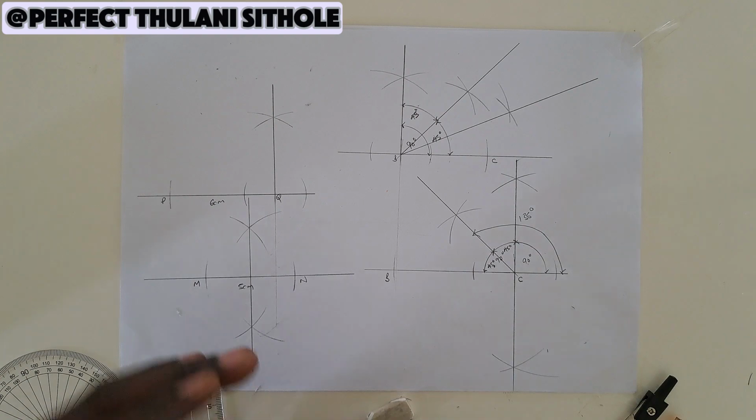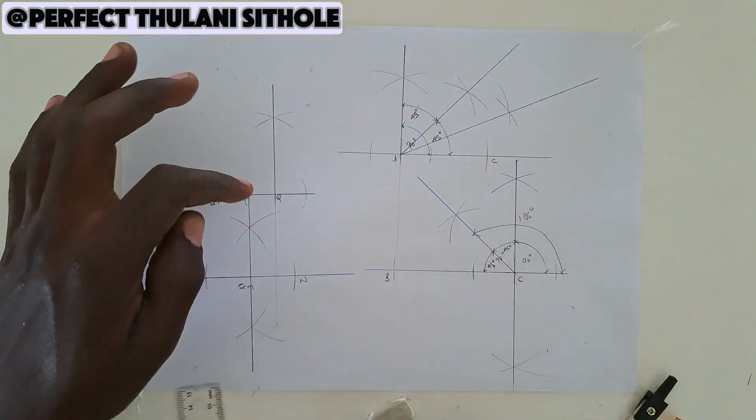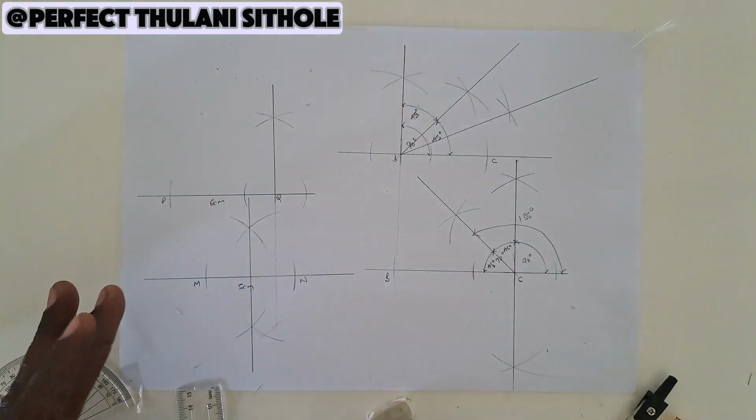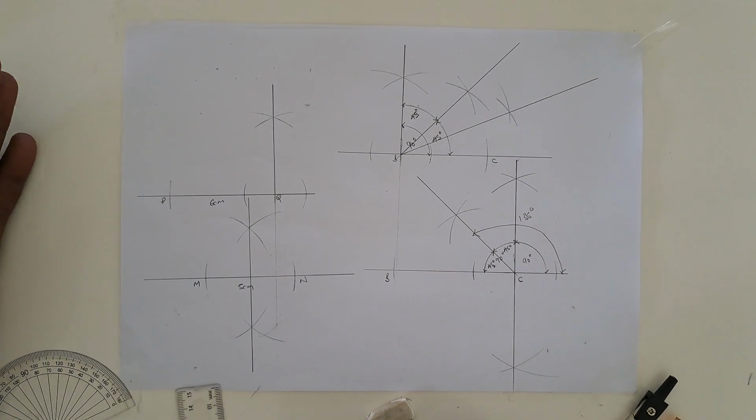So this is the difference between the perpendicular bisector at a given point and a perpendicular bisector of a line. So that's it for today.